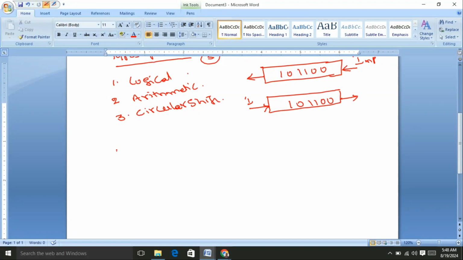The first one, the logical shift, is represented as SHL. In register transfer notation, I write R1 is replaced with SHL of R1. That means the content of the register R1 is left shifted one bit, and R1 is replaced with SHR of R1. The content of the register R1 is right shifted one bit. This is the logical shift.